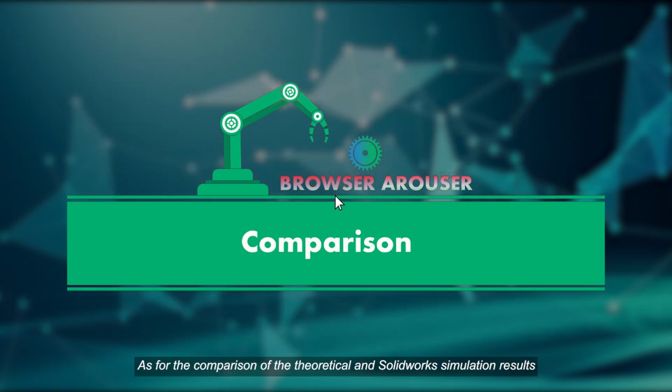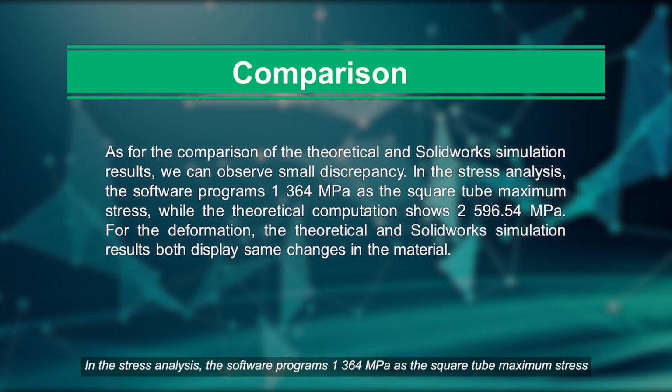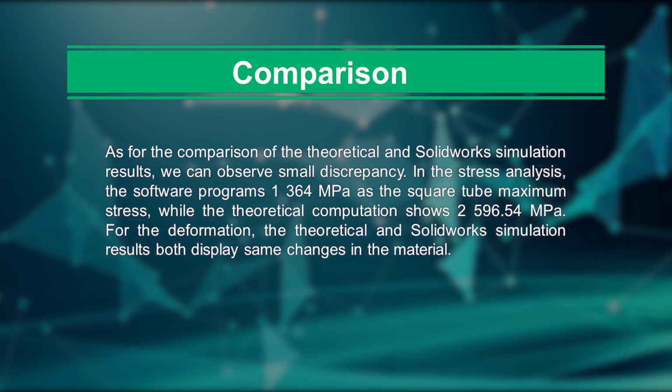As for the comparison of theoretical and SolidWorks simulation results, we can observe small discrepancy. In the stress analysis, the software programs 1,364 megapascal as the square tube maximum stress, while the theoretical computation shows 2,596.54 megapascal. We can say that there is roughly 90.36% difference.